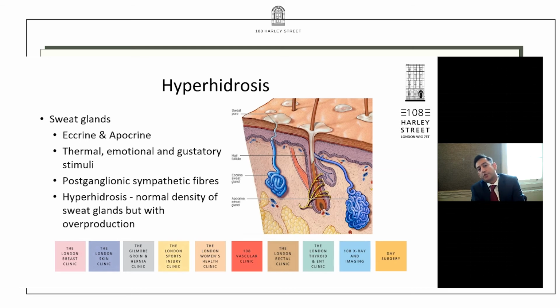They respond to thermal, emotional, and gustatory stimuli and are regulated by the hypothalamus and the limbic system. They are innervated by the postganglionic sympathetic fibers, and the neurotransmitters involved with this regulation tend to be acetylcholine and other catecholamines. When patients have hyperhidrosis, they have a normal density of sweat glands, but the condition is related to increased production of sweat rather than an increased number of glands.